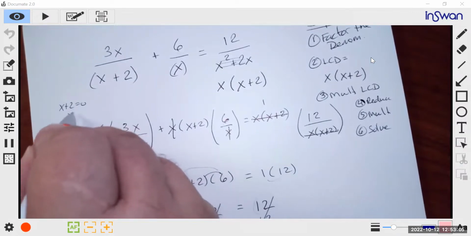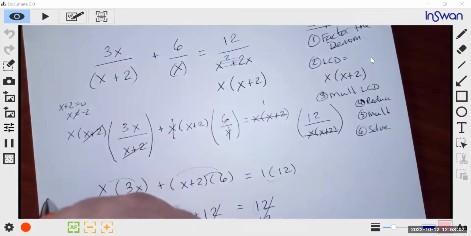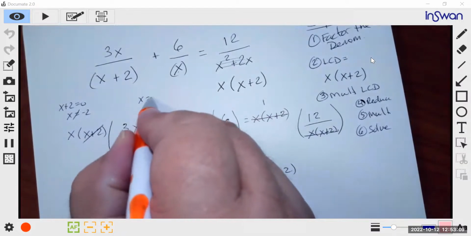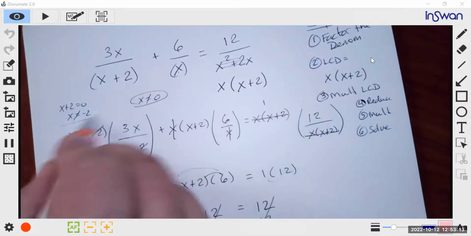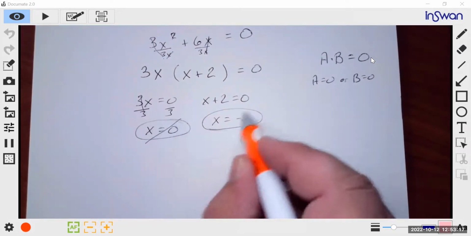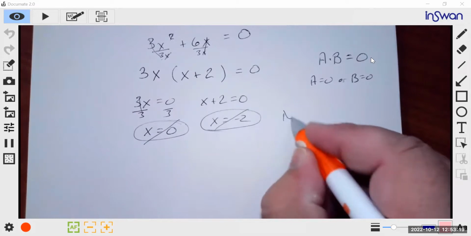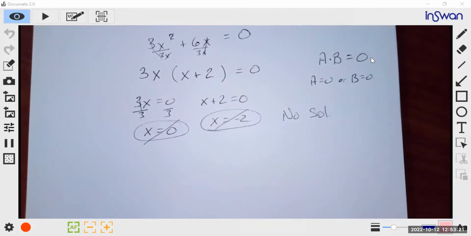set them equal to 0. So I can't use a -2. I can't use a 0. So I cannot use these two numbers. That's both of them. So I have no solution. That's what it means.